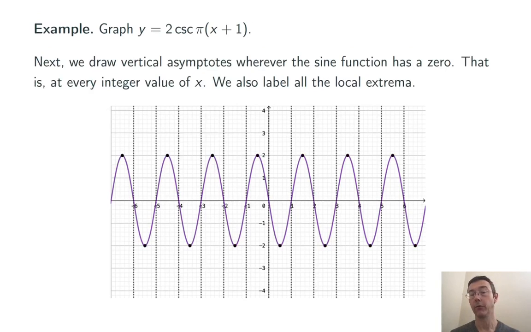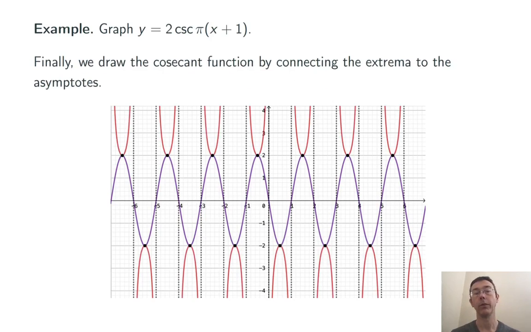Next, we draw in the vertical asymptotes and label the extrema, the local extrema, the maxes and mins. And then finally, graph the cosecant function, y equals 2 cosecant pi times x plus 1, by connecting those extrema with the vertical asymptotes like so. So here that graph that we needed is shown in red.